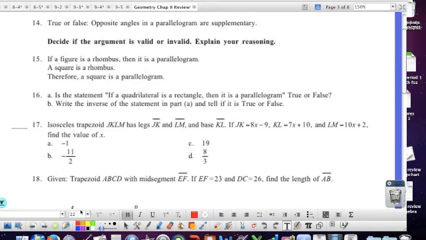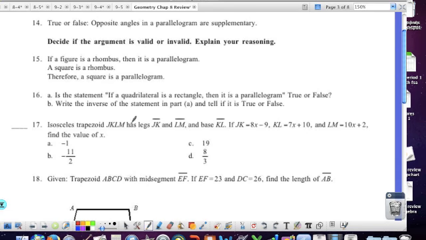For problem 17, you have an isosceles trapezoid that has legs of JK and LM, and a base of KL. So they want you to find the value of x. Really, in this problem, they give you a little bit more information than you need, because all you really need is that since it's an isosceles trapezoid, leg JK, which is 8x minus 9, is going to be equal to LM, which is 10x plus 2. The pen is not writing well today.